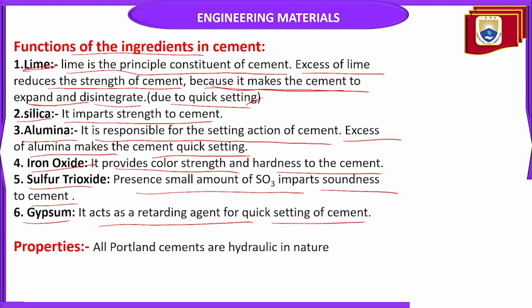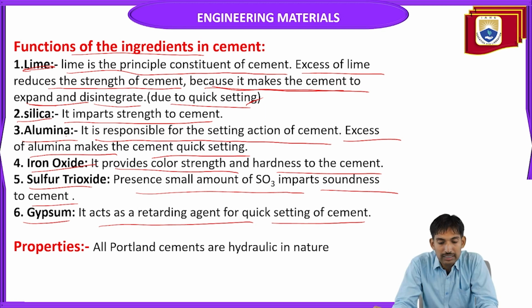Those are the functions of the different ingredients present in the cement. The first one is lime. Lime is the principal constituent of cement. Excess of lime reduces the strength of the cement because it makes the cement expand and disintegrate due to quick setting. The next ingredient is silica. It imparts strength to cement. The next one is alumina. It is responsible for the setting action of cement, and excess of alumina makes the cement quick setting.